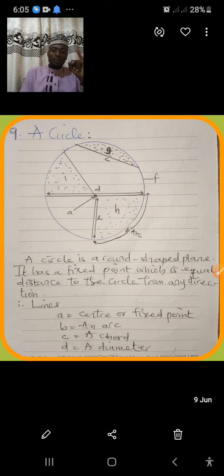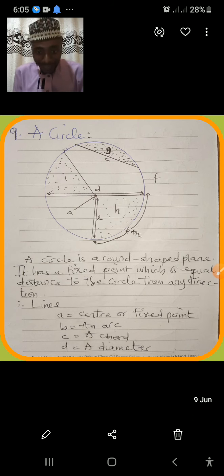So that's number 1. Let's take note of this. A is the center or fixed point. That is the A I labeled there. That is the center point. B is the arc. Any part of the circle is what? It is the arc. It is as if you take a fraction of the circle. C is a chord. A chord is the line joining two points on the circumference from one end to another. Look at it. D is a diameter, from one end to another.